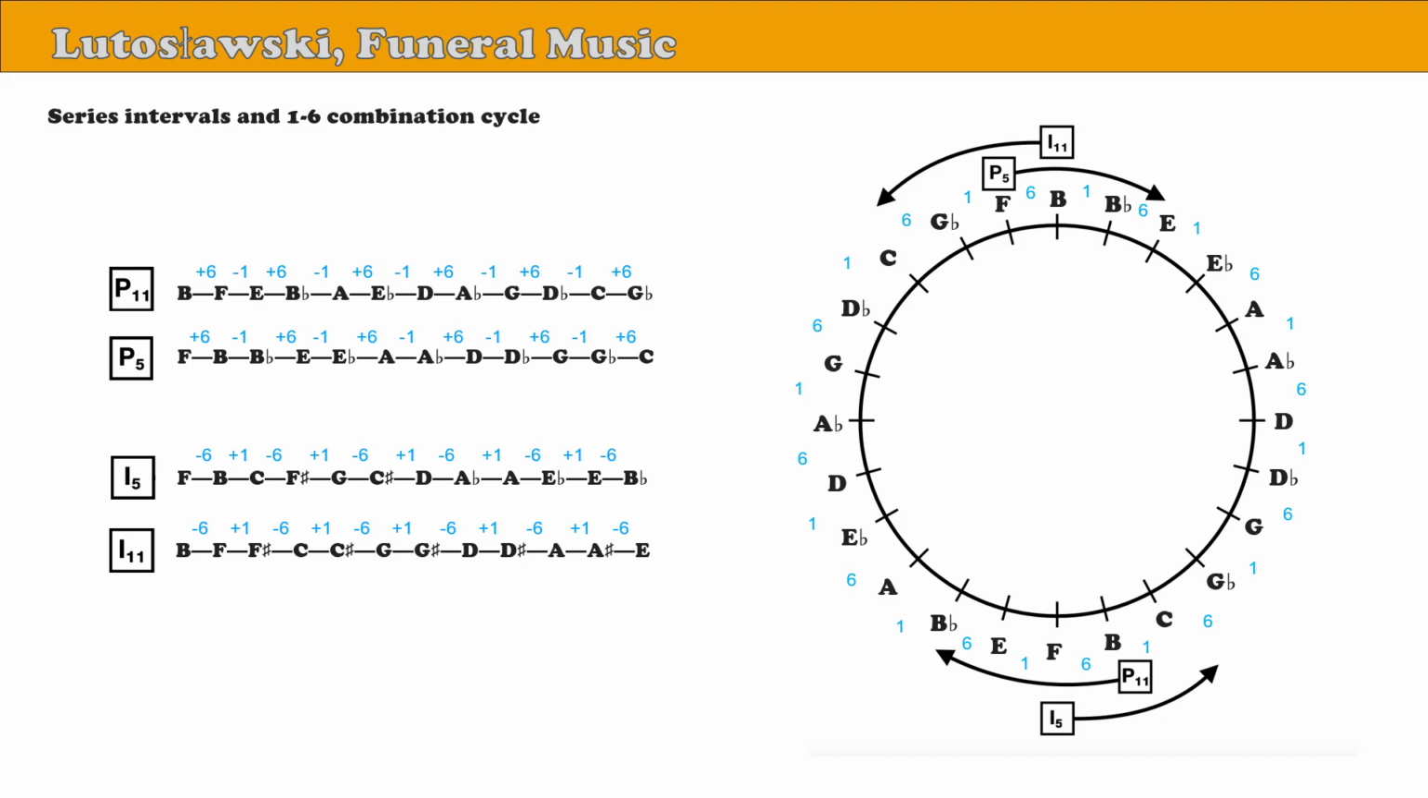The series alternates tritones and semitones. It thus traces a combination cycle, which can be shown on a 24-unit clock face. Each series form can be understood as tracking along the cycle, either clockwise for the P forms or counterclockwise for the I forms.